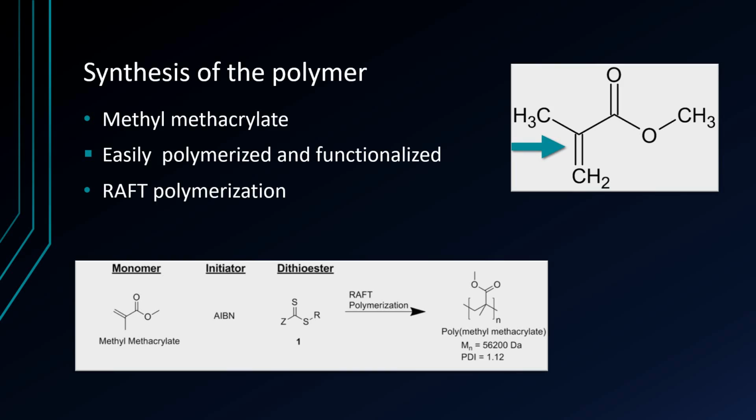To synthesize SCPNs, you first need to have a monomer that can be easily polymerized and functionalized. Methyl methacrylate, also known as MMA, has these characteristics. Therefore it is often used in the synthesis of SCPNs.